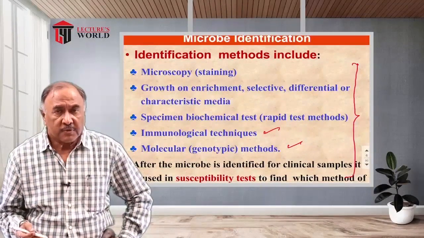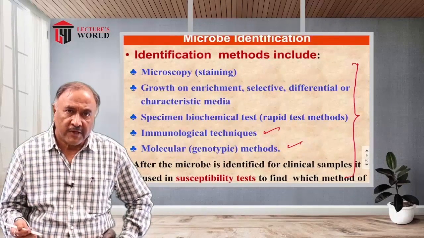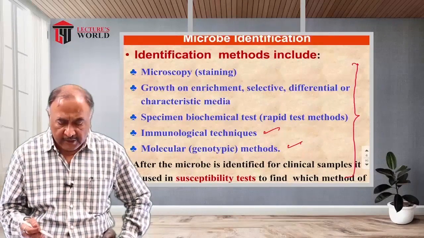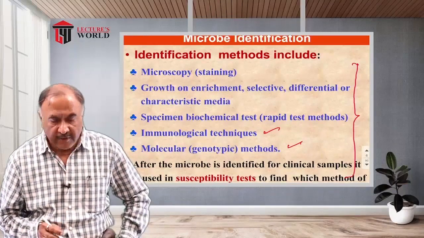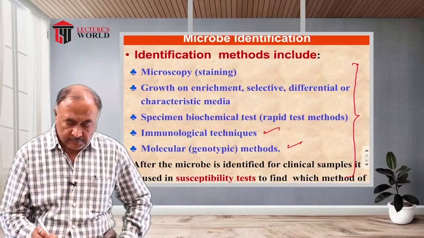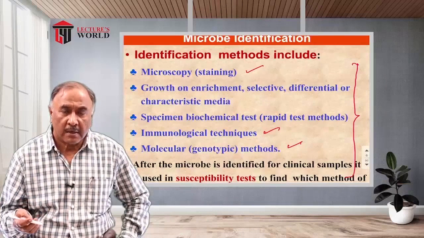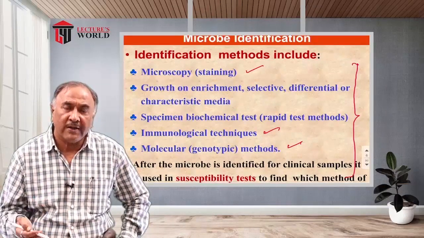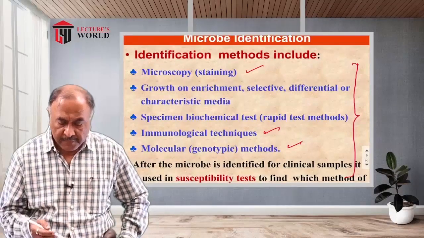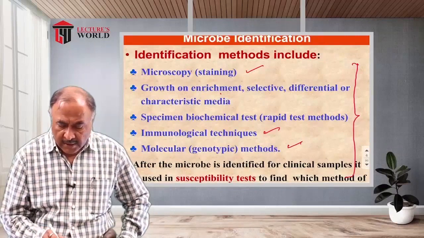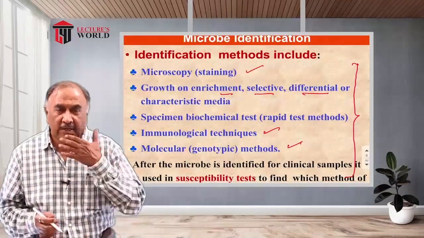Now let us come to the methods used for bacterial identification. We will study these methods in detail. The methods used for identification include microscopy, then growth of organisms in different media, in different plates. These media can be enrichment, selective or differential, or any other chromogenic media.